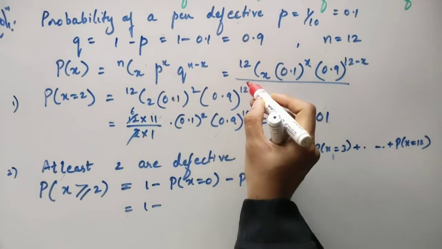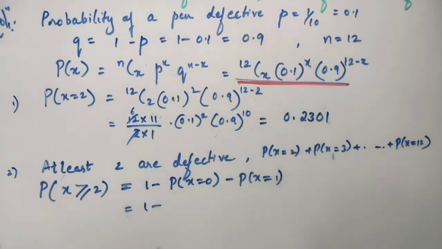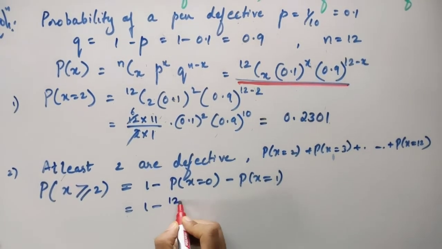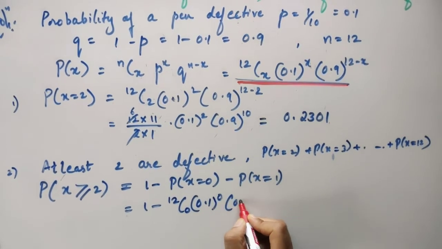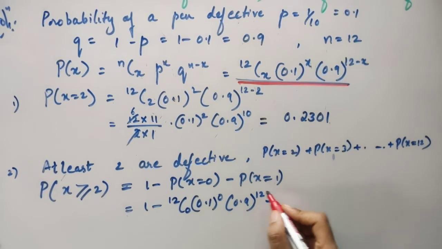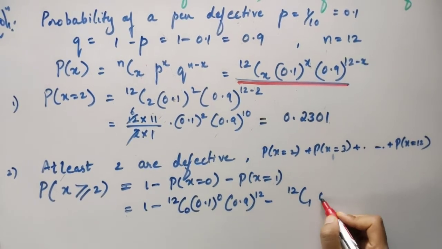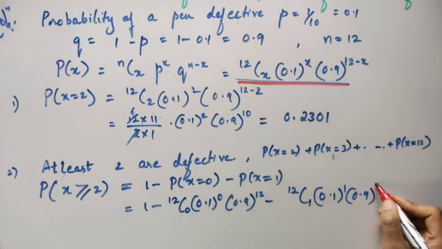We have got our main P of x over here. So for different values of x, we have to substitute it. Okay, so keep that in mind. For x is equal to 0, it will be 12C0, 0.1 raised to 0, 0.9 raised to 12 minus 0, which is 12. For P of x is equal to 1, it will be 12C1, 0.1 raised to 1, 0.9 raised to 12 minus 1, which is 11.